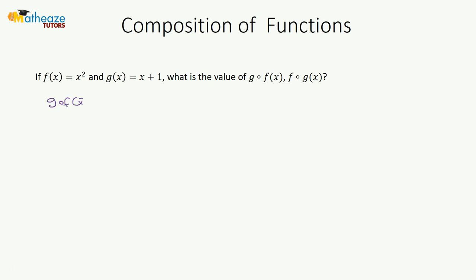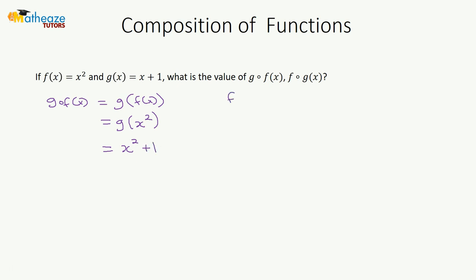g o f of x, what this means is that we want g of f of x. So f of x is x squared. Now when we compose this, remember that g of x is x plus 1. So for every instance of x, we're going to replace it with x squared. So it's going to be x squared plus 1.